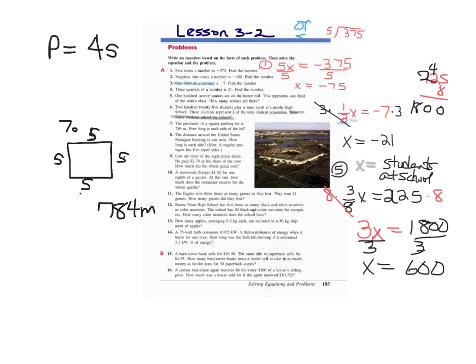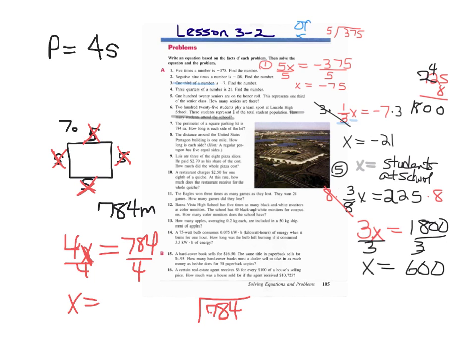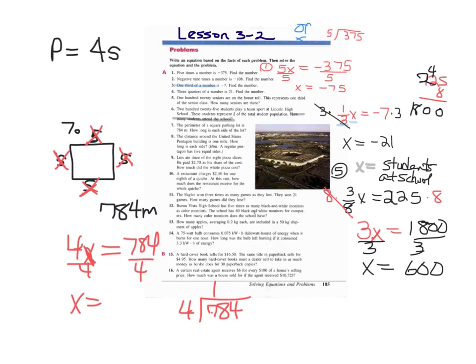Now, because my S's look like 5s, we could change these to X's. So really what we could do here is 4x equals 784. Divide by 4, and that will give me the side length of my square. So when I divide 784 by 4, I get 196 meters.